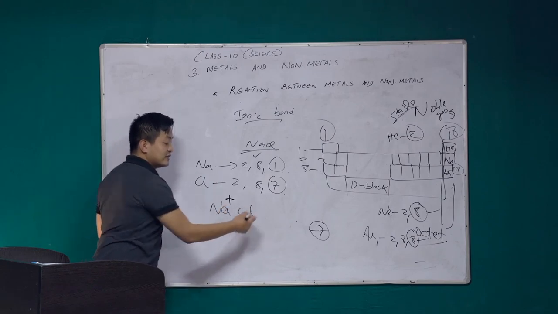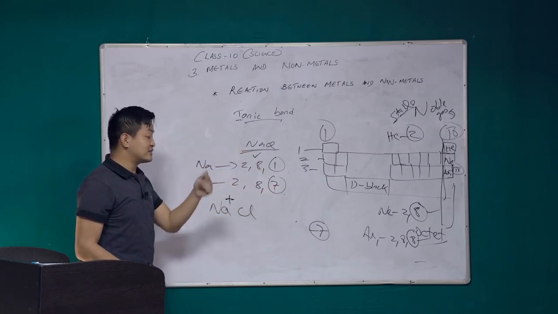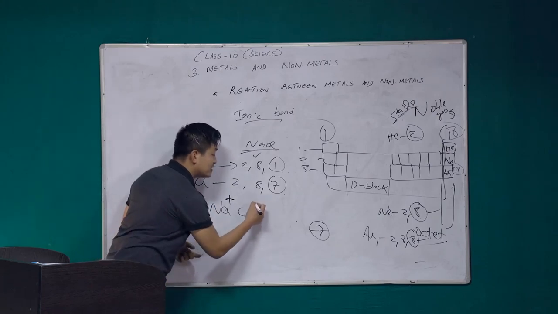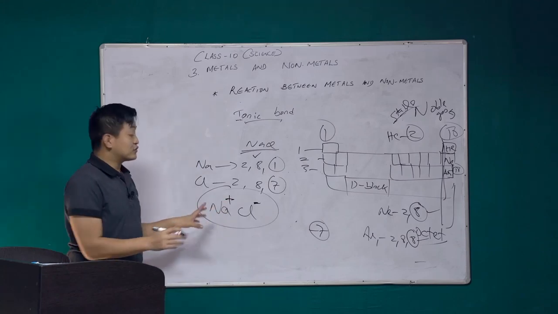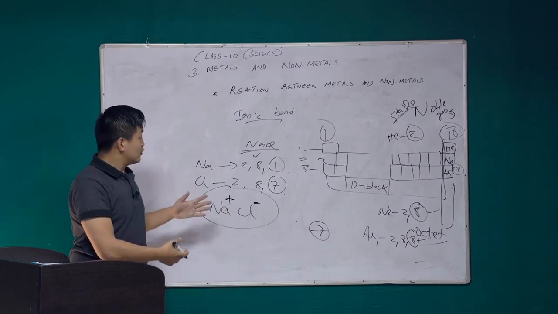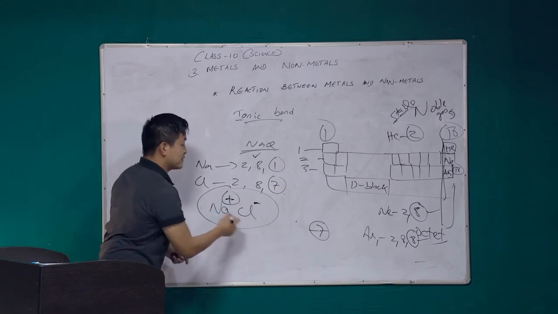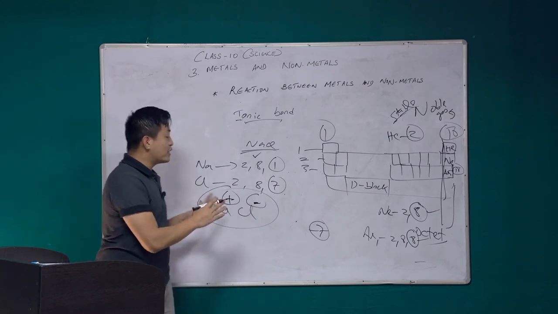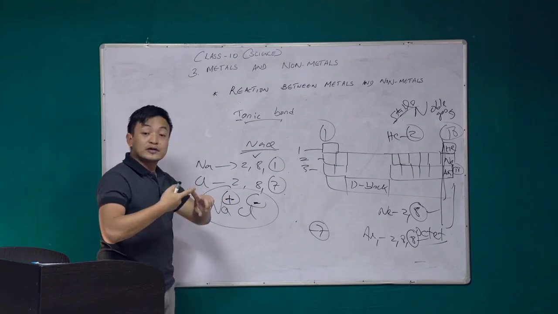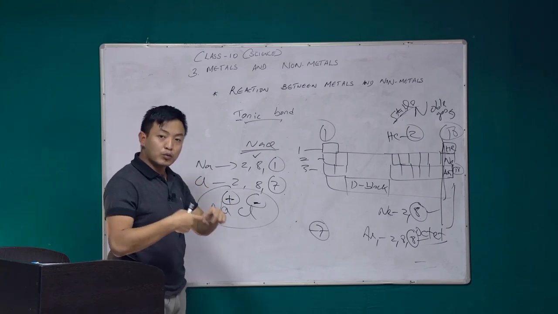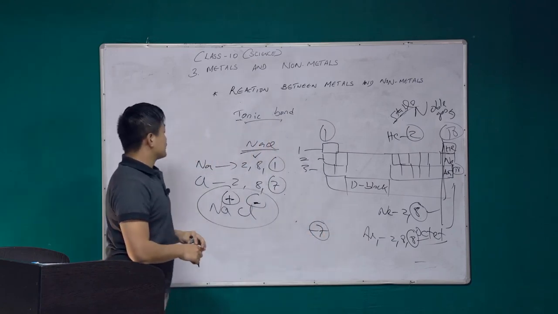Now chlorine needs one, right? So he takes the one from sodium. Taking is minus. How many? One. That's why we have Na plus and Cl minus. So that's how a bond is formed. Sodium is giving and chlorine is receiving, so sodium has a plus charge and chlorine a minus. In this way, an ionic bond is formed. Clear? That's why they are together, with a very strong force between them, the ionic bond.